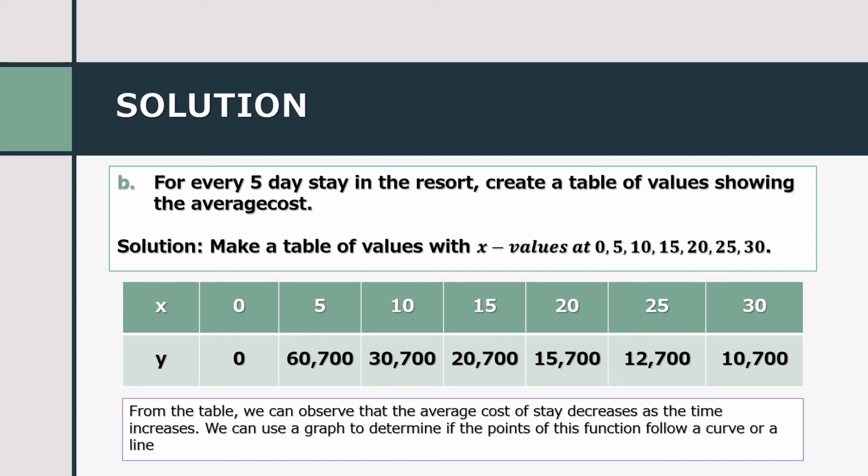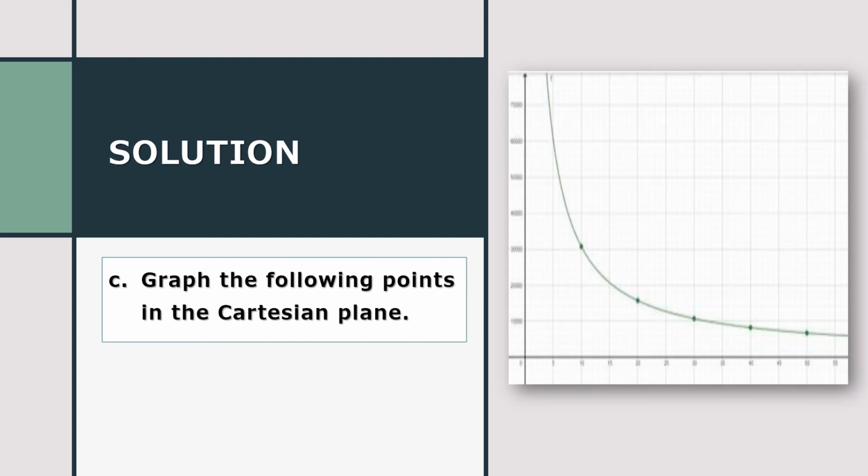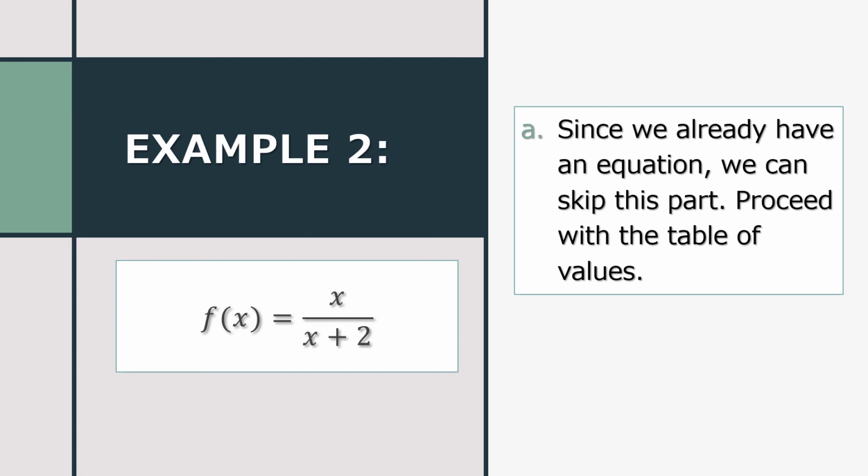We can use a graph to determine if the points of this function follow a curve or a line. So plotting the points on the Cartesian plane, we have a graph that is in decreasing form, a curve in decreasing form. Now let's proceed with our next example. f of x is equal to x divided by x plus 2. Since we already have an equation, we can skip this part and proceed with the table of values.